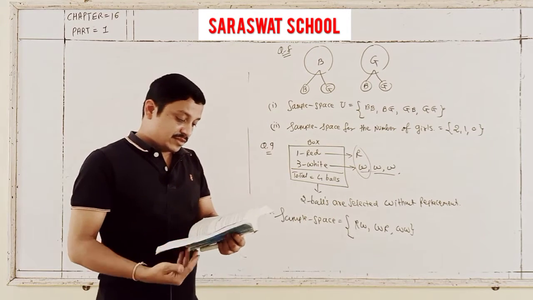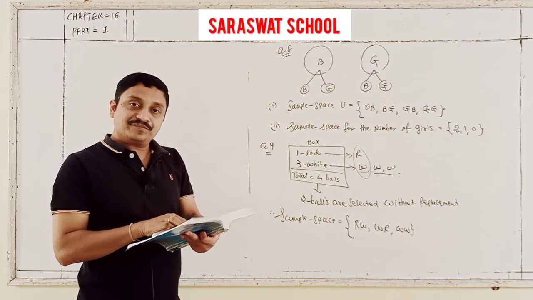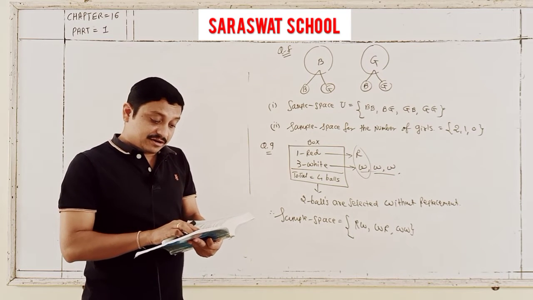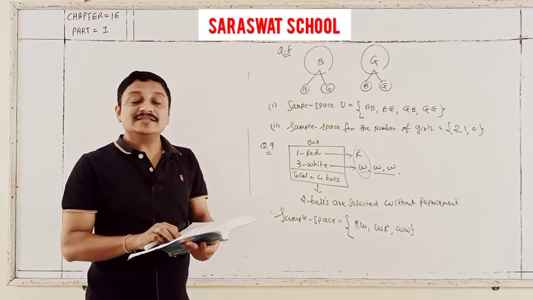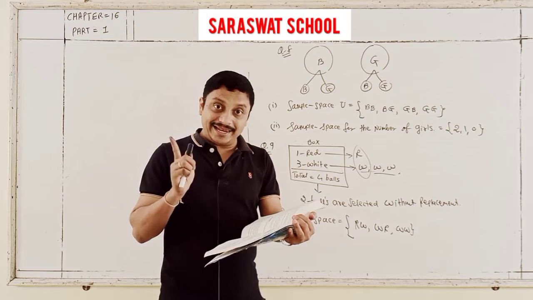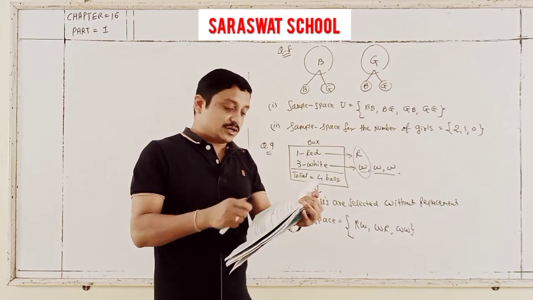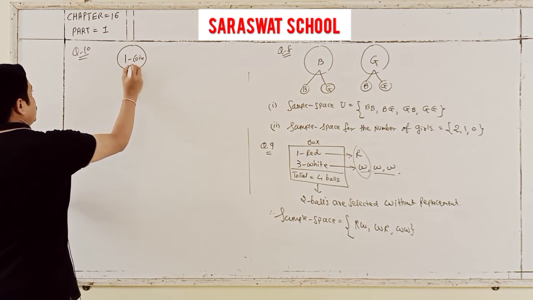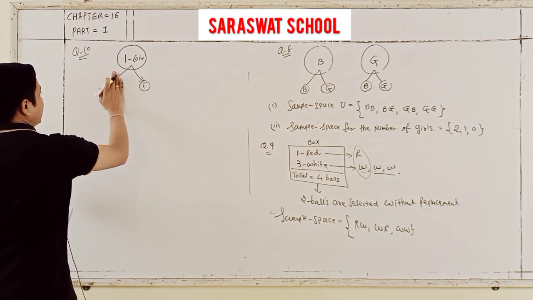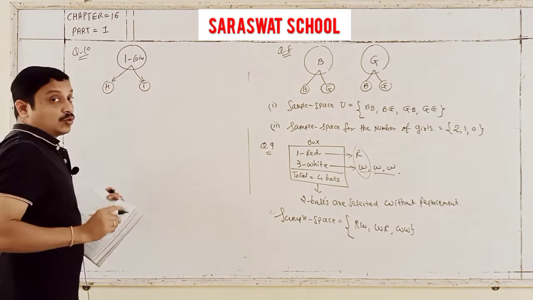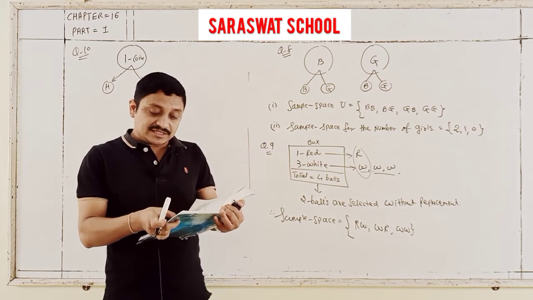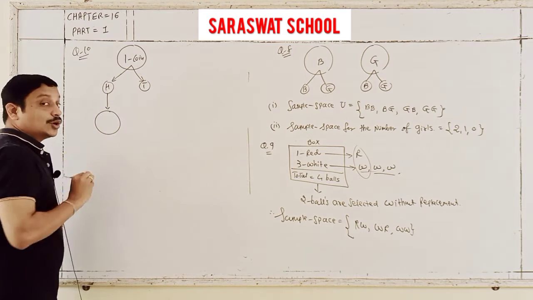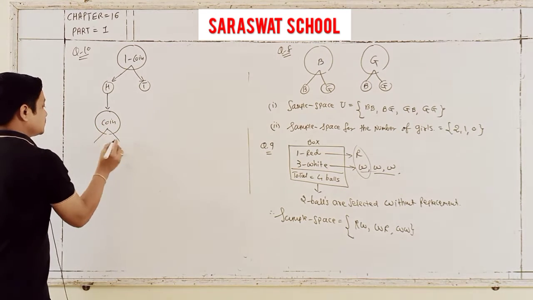Now question 10. An experiment consists of tossing a coin and then throwing it a second time if a head occurs. If a tail occurs on the first toss, then a dice is rolled once. Find its sample space. Again I read the question. So students, very easy. I first toss a coin. You get head or tail. If a head occurs, here again toss the coin once, and you get head or tail.